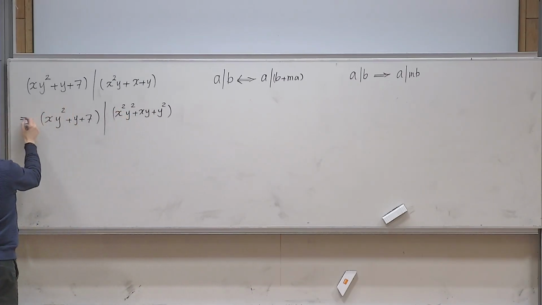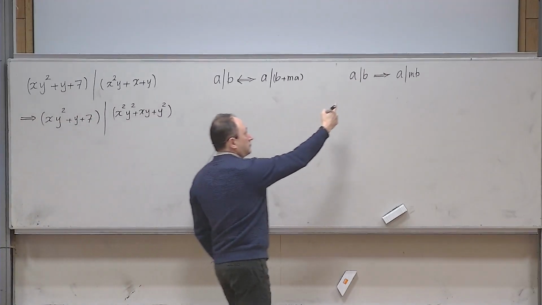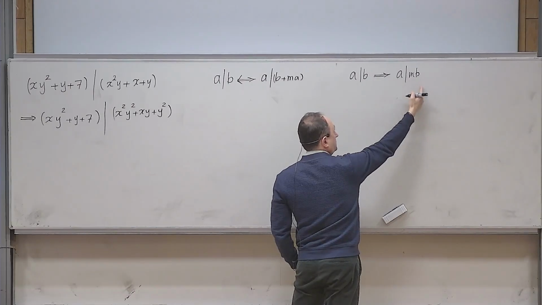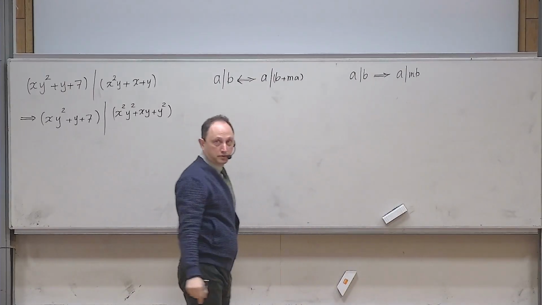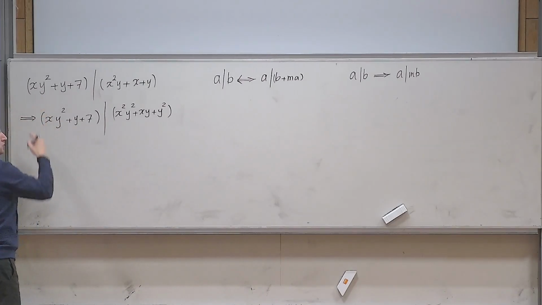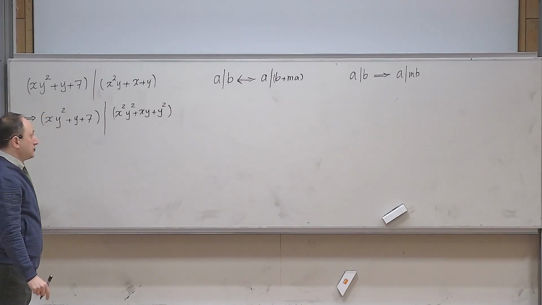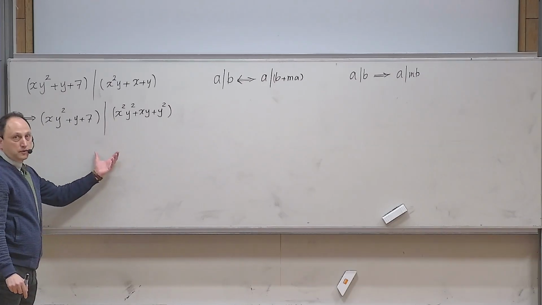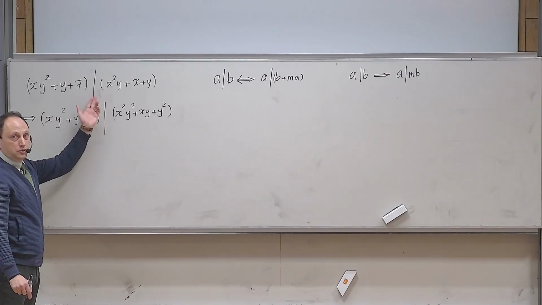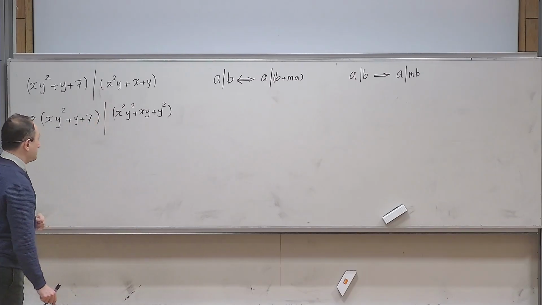But be careful. This arrow is not reversible. Multiplying the right-hand side by m is acceptable, but going backward is not possible in general. So this is not equivalent to my original problem. This means that any solution I get from this onward, I have to bring back and check in the original problem. So be careful about this point.